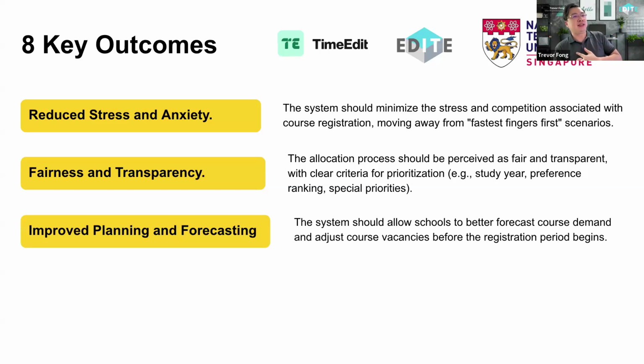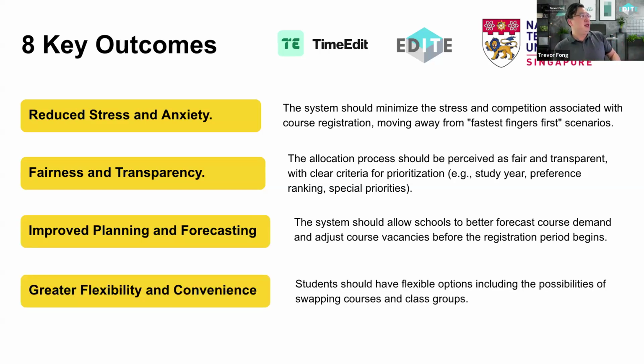Improve planning and forecasting. If we can create that information loop, then the system should allow the students to better forecast course demands and adjust course vacancies as well before the registration period begins. Basically, you have pre-existing data that you can use to do some draft timetabling even before the first launch of that. Then you have greater flexibility and convenience.